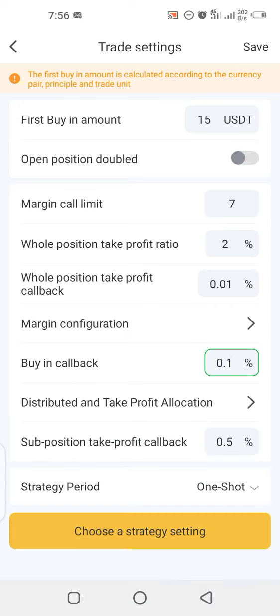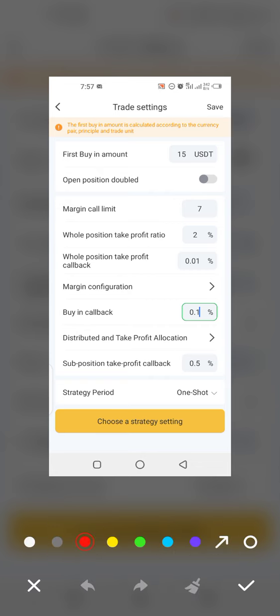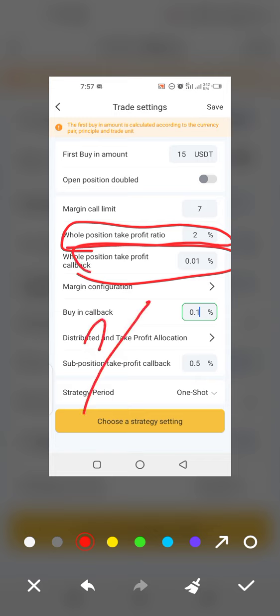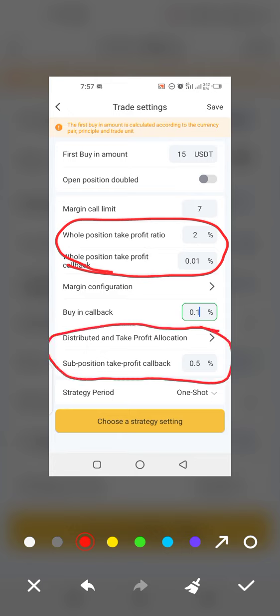Then remember, the whole position take profit ratio, which is this one, is what you measured. The callback is that when the market rises by 2% and it goes down by 0.01, your robot should sell. When you put a 0, it means that when the market rises by 2%, immediately it sells. All right. Now, you need to also understand that this works on the first 4 layers: margin call 1, margin call 2, margin call 3, margin call 4. But the distributed take profit allocation works from margin call 5, 6, and 7.